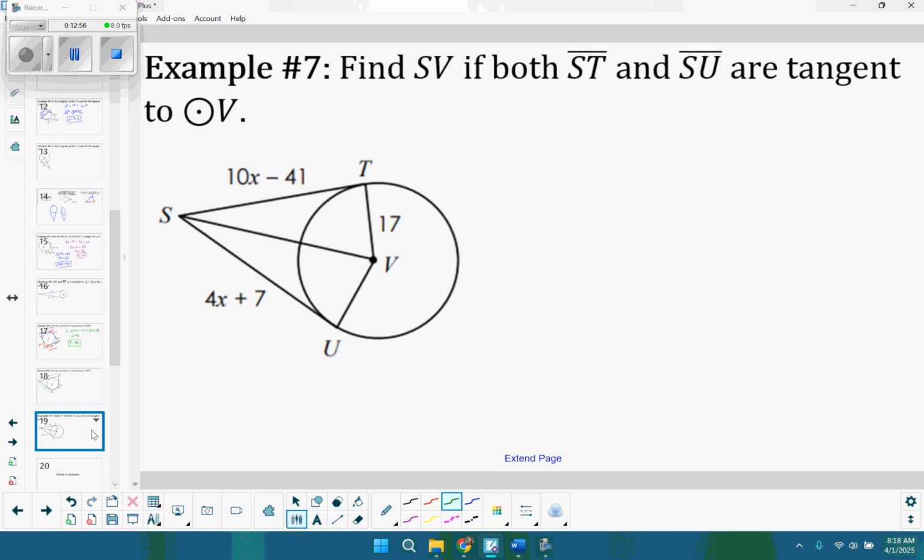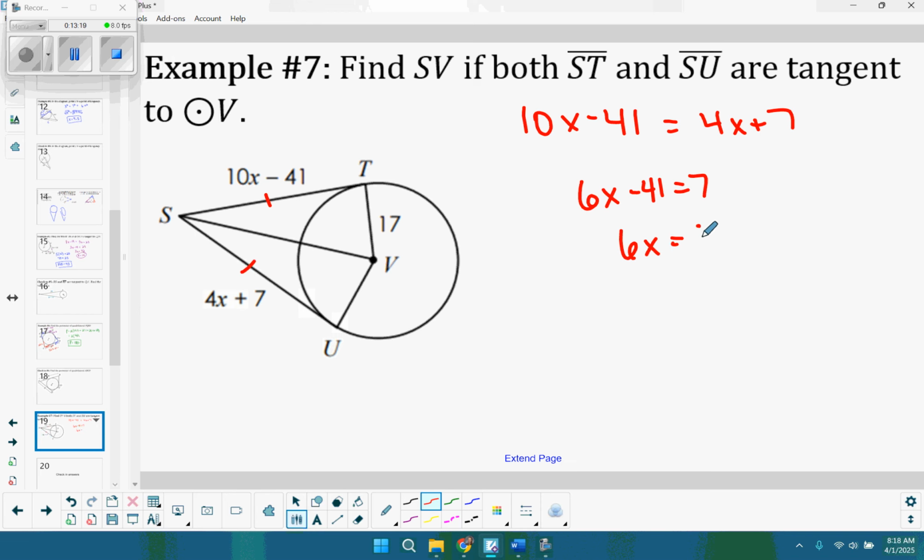We do have one last problem that we'll do together. It says find SV if both ST and SU are tangent to circle V. So knowing that they're both tangent tells us that they're equal. So we're going to say 10x minus 41 is equal to 4x plus 7. Take away our 4x, add our 41, and divide by 6. So we found x is 8.